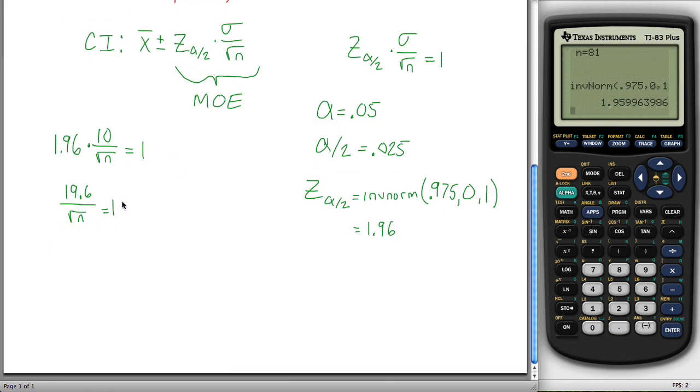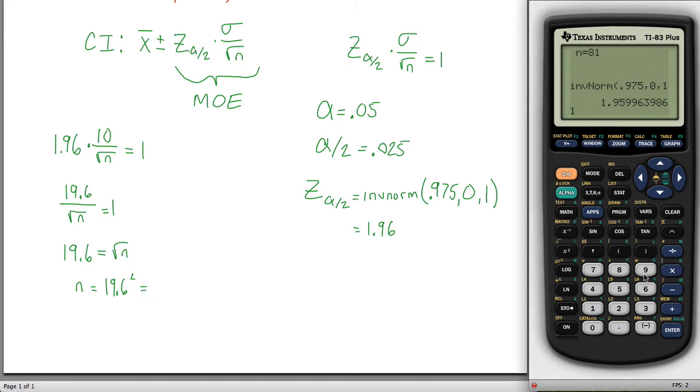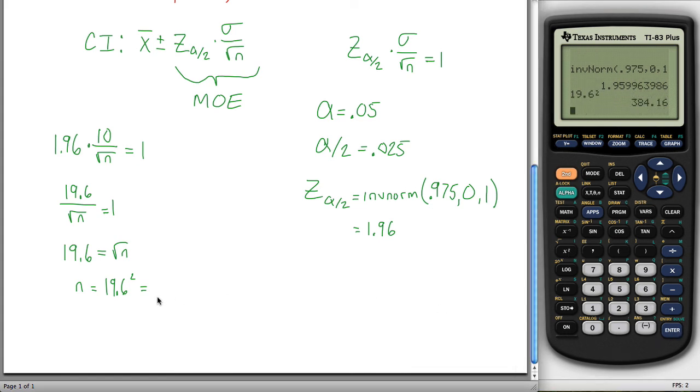Solve this thing for n. I could multiply both sides of the equation by the square root of n, and get 19.6 is equal to the square root of n. And then if I square both sides of the equation, I get n is 19.6 squared, which is just under 400. So my value for n would have to be 384.16.